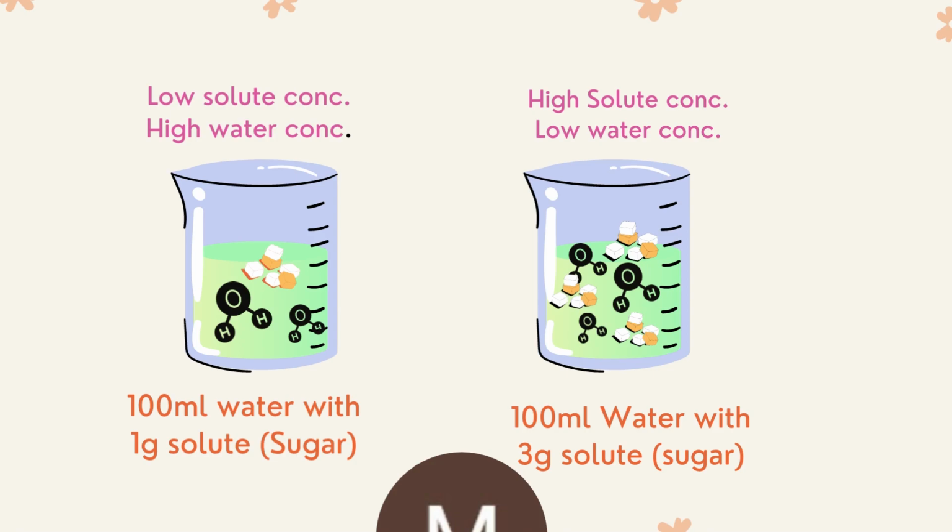It indicates that a low solute concentration means there will be a high water concentration. While on the right side, the high solute concentration will result in a low water concentration. Please don't forget here that it is not the volume of the water, rather, it is the proportion of water to solute that determines its concentration.